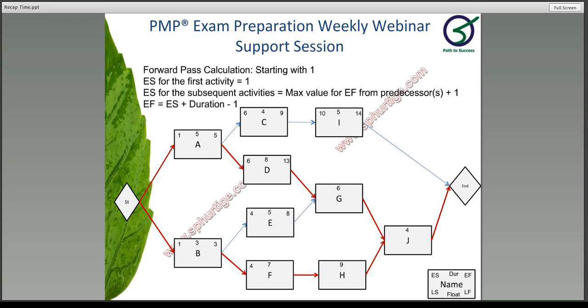Now D is 13, E is 8. So you're taking the highest value, which is 13. 13 plus 1 will become 14. So G is starting on the 14th. 14 plus 6 minus 1 is going to be 19.